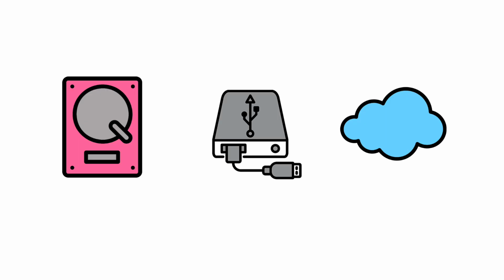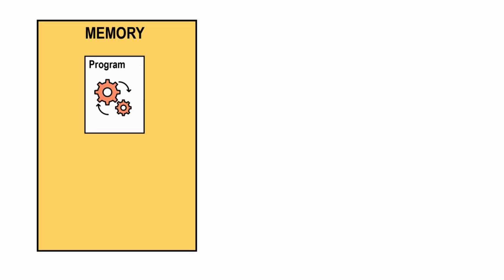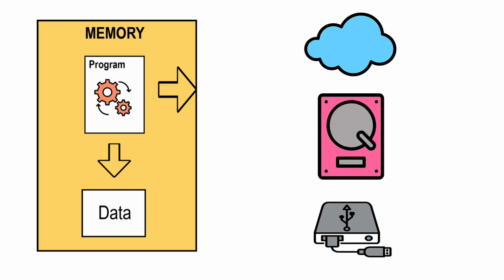However, there is a problem. When a program is running, it is held in the computer's memory, and it can only directly access and manipulate data that is also held in the computer's memory. It cannot directly access and manipulate data in a file on a storage device.